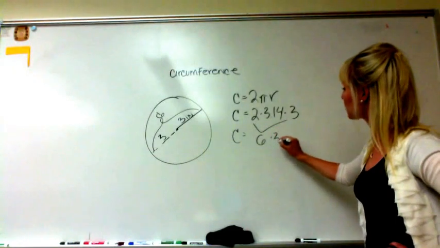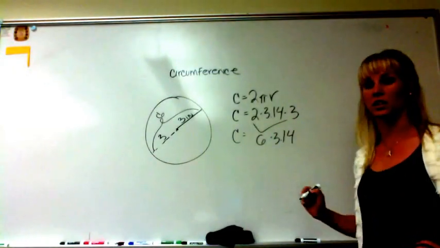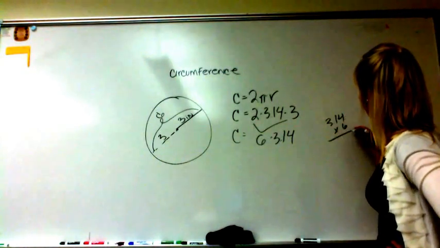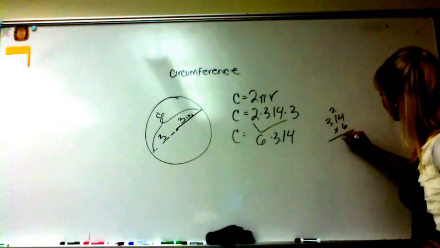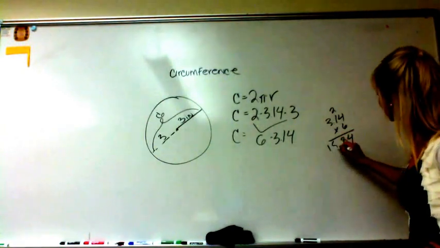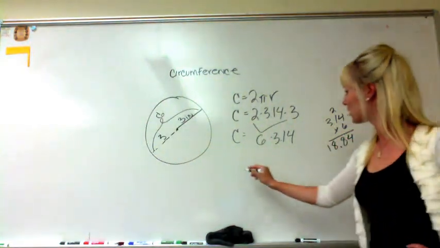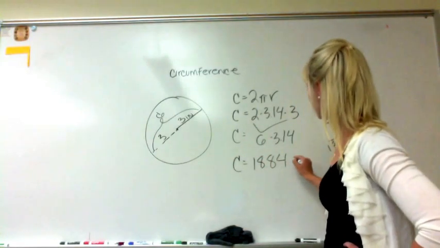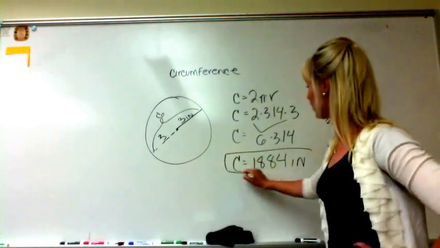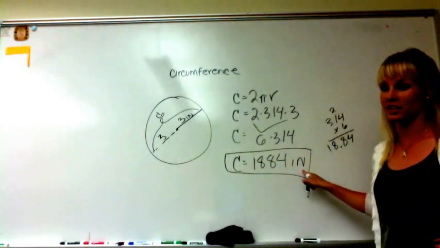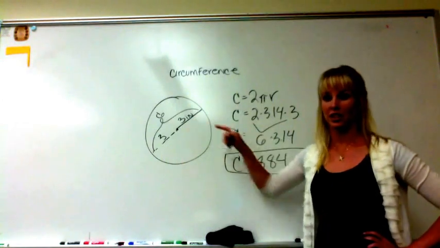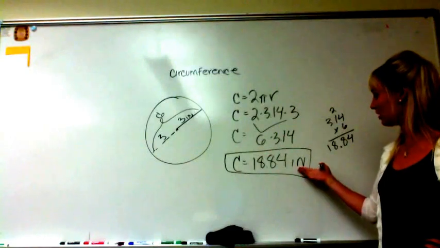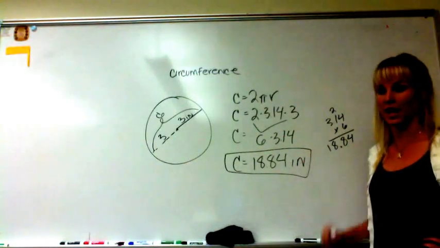So 6 times 3.14 will give us a circumference. So 3.14 times 6. Do the decimal twice. The circumference should equal 18.84 inches. It's in inches because our original problem was in inches, and also we're talking about a distance rather than area. So distance is always just the units with no squared or cube sign added onto it.